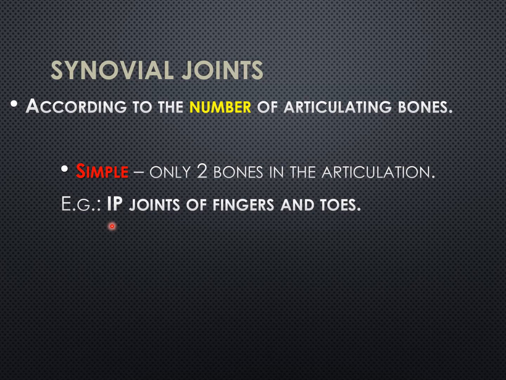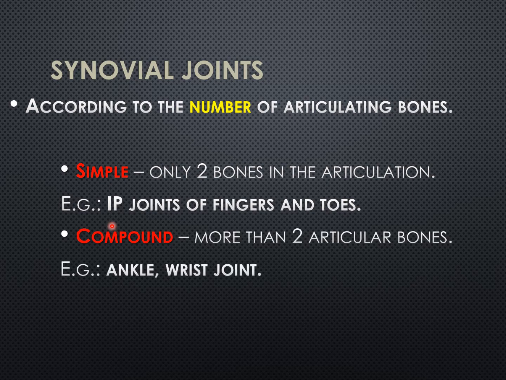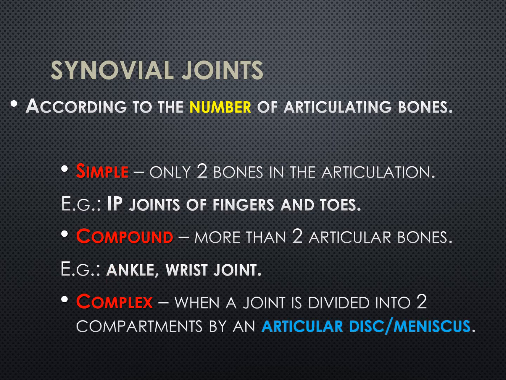In compound joint, more than two bones are taking part in the articulation. So examples for this are the ankle joint and the wrist joint. The wrist joint, we know, is seen between the bone of forearm, that is radius, and the carpal bones. So there are many bones that are taking part in the formation of wrist joint. Similarly, ankle joint is seen between the bones of the leg, that is tibia and fibula, and the tarsal bones within the feet. So in the ankle joint also there are more than two bones that are taking part in the articulation. One more type of joint is the complex type of joint, where a joint is divided into two compartments by an articular disc or a meniscus.